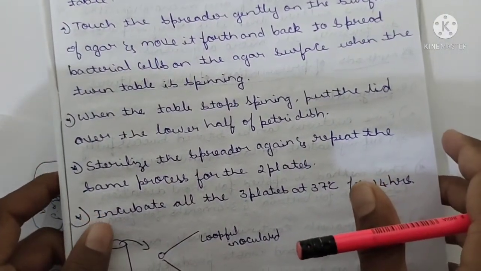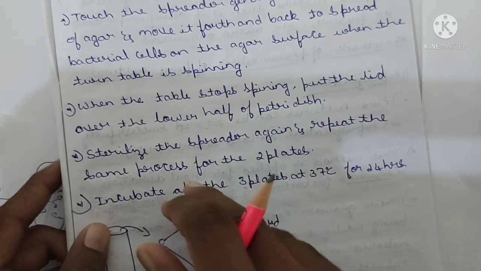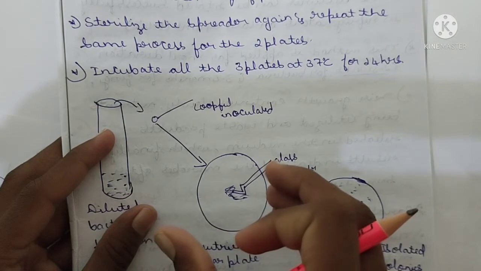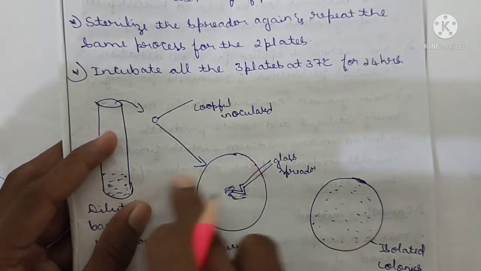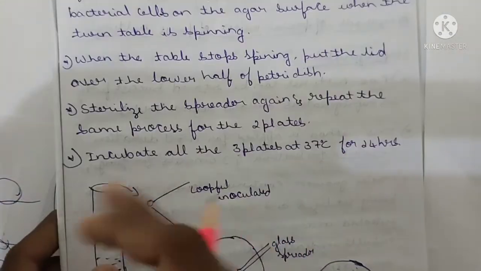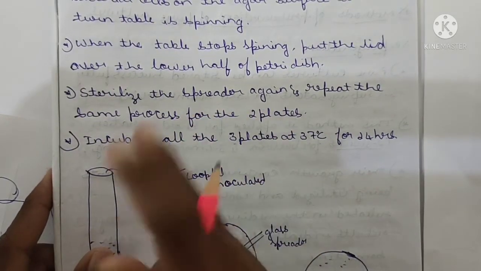Now next, when the table stops spinning, put the lid over the lower half of the petri dish. Once the table stops spinning, we have to cover the lower half of the petri plate. Lower half, not the upper. Then sterilize the spreader again and repeat the same process for the two plates.